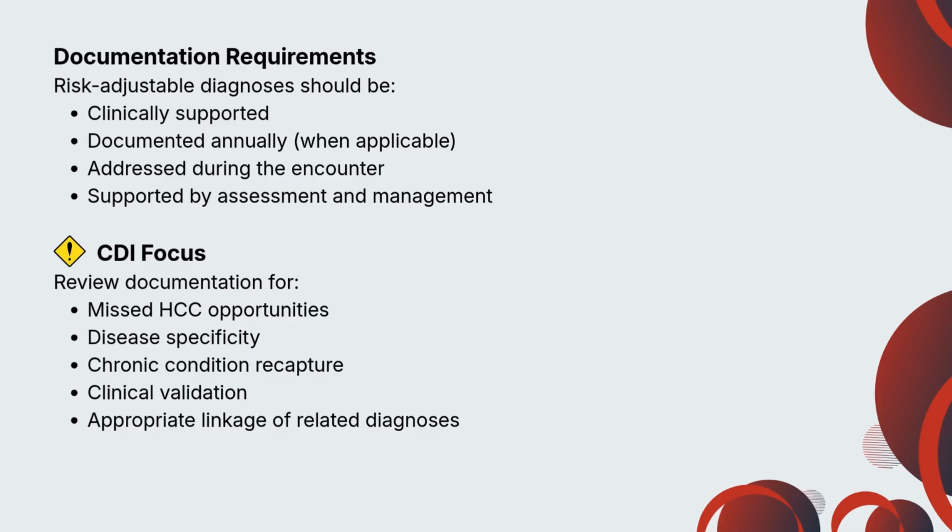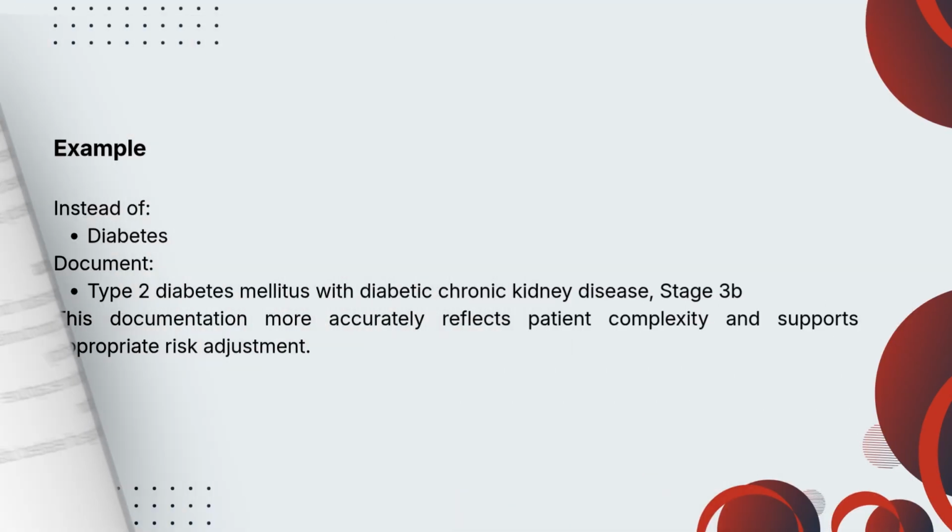CDI focus. Review documentation for missed HCC opportunities, disease specificity, chronic condition recapture, clinical validation, and appropriate linkage of related diagnoses. Example: instead of diabetes, document type 2 diabetes mellitus with diabetic chronic kidney disease, stage 3B. This documentation more accurately reflects patient complexity and supports appropriate risk adjustment.